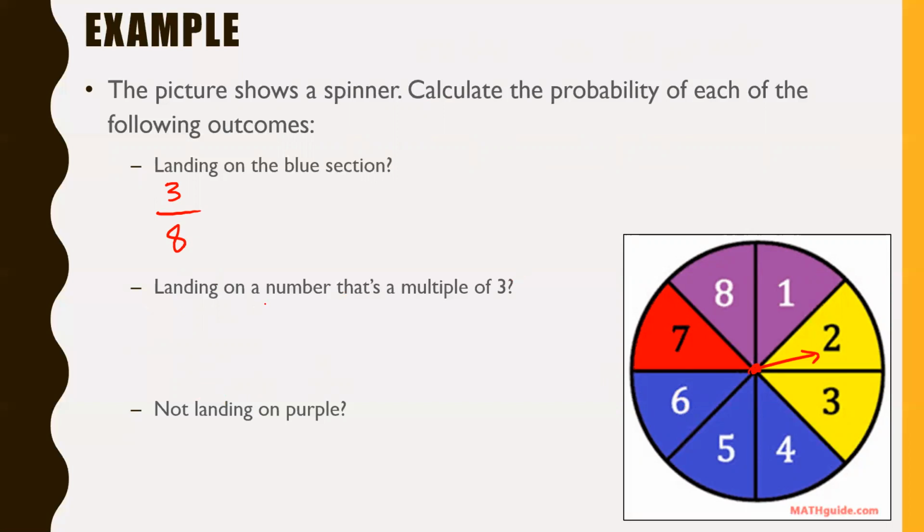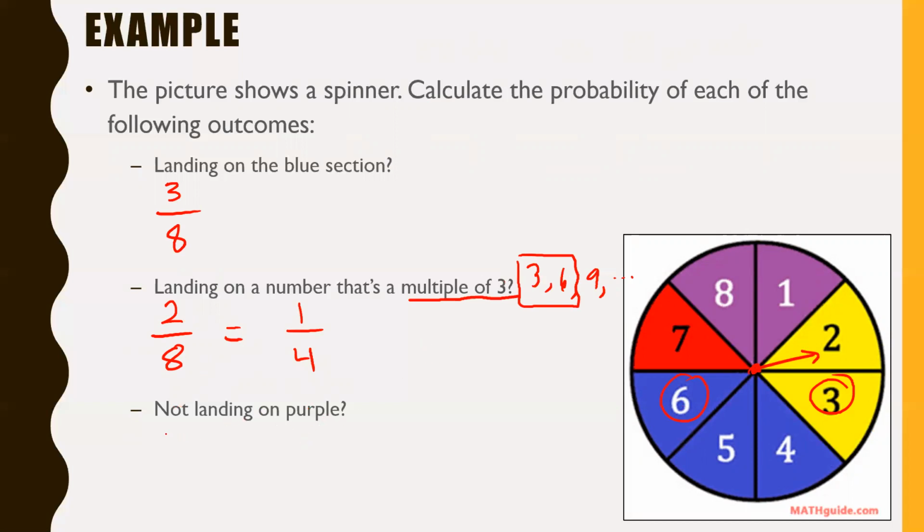Now the next one, landing on a number that's a multiple of 3. That's an interesting one. Multiple of 3. Well, multiples of 3 would be 3, 6, 9, and so on. But the highest number on here is 8. So really, we're just looking at either 3 or 6. So we're looking at 3 and 6 as being our successful outcomes. That's only 2 different blocks. So we'll say it's 2 out of 8. And 2 out of 8 totally simplifies down. You can divide both of those by 2. That'll make it 1 out of 4. So there's a 1/4 chance of landing on a number that's a multiple of 3.